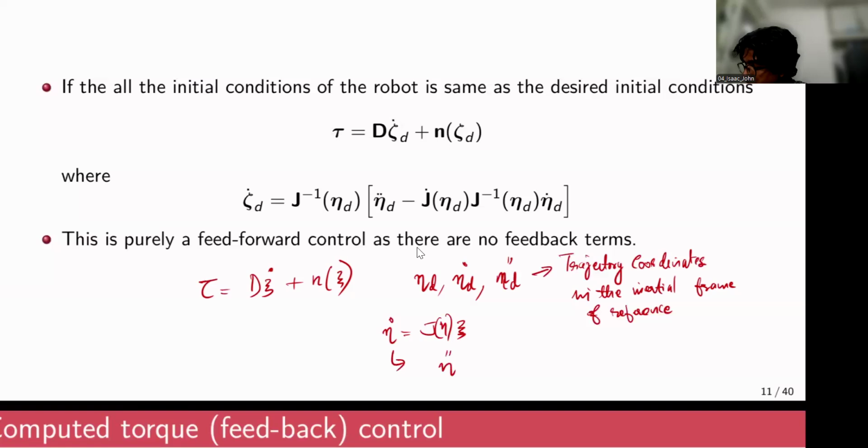So eta double dot, if you apply the product rule, becomes J of eta dot theta plus J of eta theta dot. So this would imply eta double dot minus J dot of eta theta, the whole pre-multiplied by J of theta inverse. This would give you theta dot.